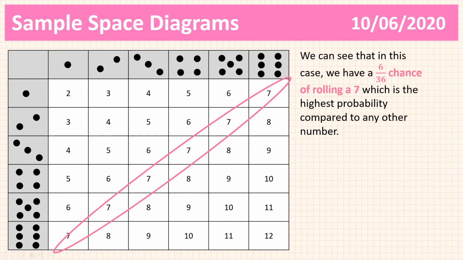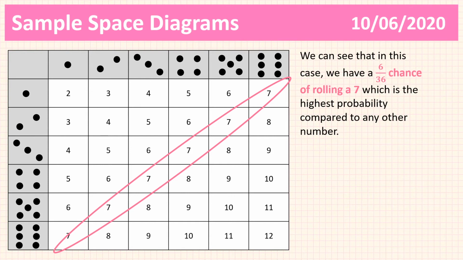So if you were to look at 3, I've only got 2 ways of making a 3 out of 36. So that's 2 out of 36. 7 is significantly higher. If we look at 6 here, I've got 1, 2, 3, 4, 5 ways of making a 6. That's 5 out of 36, which is still smaller than 6 out of 36.